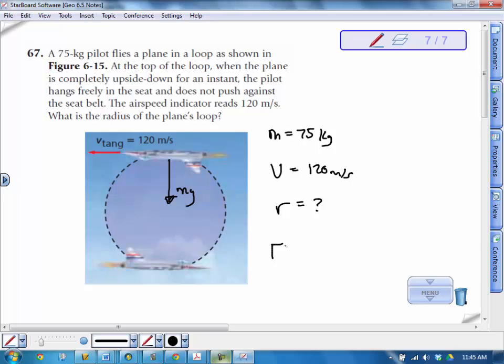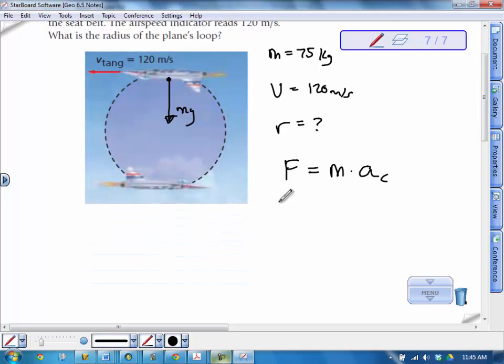But exactly the same problem if you draw a free body diagram, which I kind of have here. There's only one force, and that's mg. So the force of centripetal acceleration equals mass times centripetal acceleration, F equals ma. In this case, that force is mg. The masses cancel, so you have gravity equals v squared over r again. Only this time you're solving for the r. So gravity's 9.8.